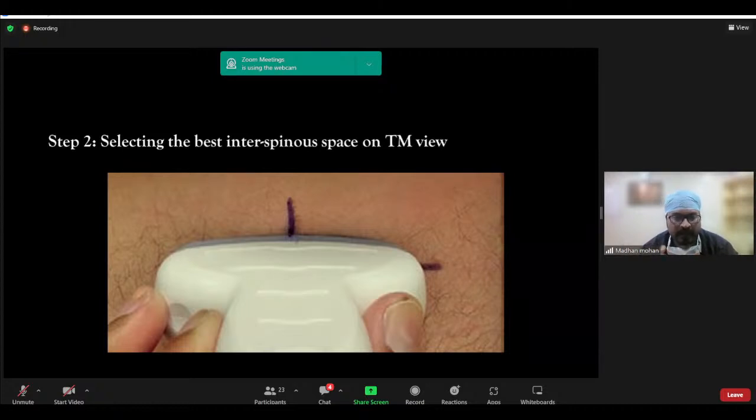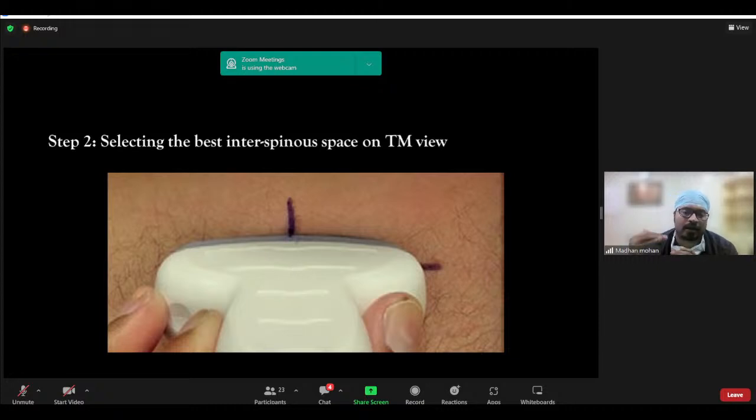I try to identify both complexes, the anterior complex and the posterior complex. Once they are identified, you keep it in the center, and as I said earlier, you put a vertical line in the center of the probe. The junction point of these two, which will be somewhere here, will be the needle entry point.